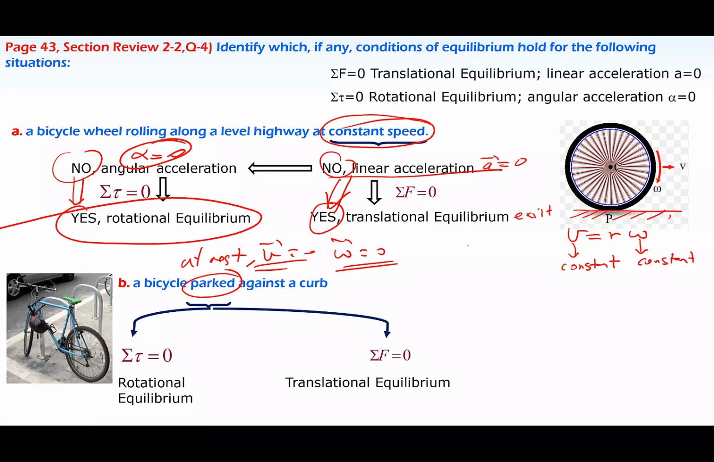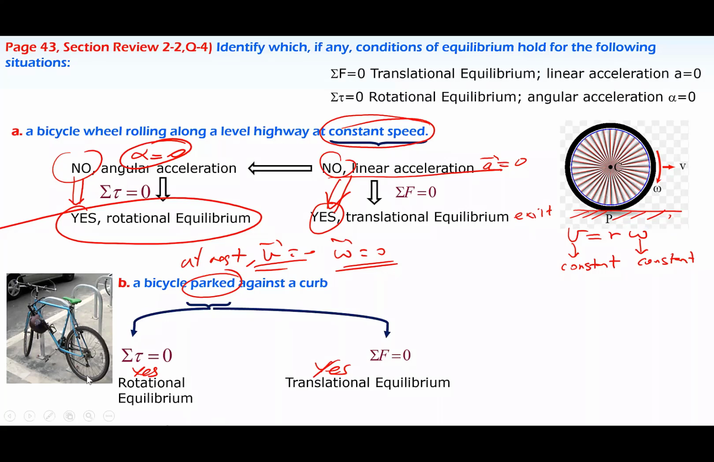You can even get it by the force and torque. If an object is at rest, which means it is not speeding up, it just stays. So both rotational equilibrium and translational equilibrium exist if it is at rest. This is the condition for at rest. If an object is at rest, net force acting on this object must be equal to zero because it's not speeding up, and net torque is equal to zero because it does not start rotation. So both equilibrium exist. Yes, rotational equilibrium. Yes, translational equilibrium. This is the easiest one. For an object, parked means at rest. For an object at rest, both conditions of equilibrium hold.